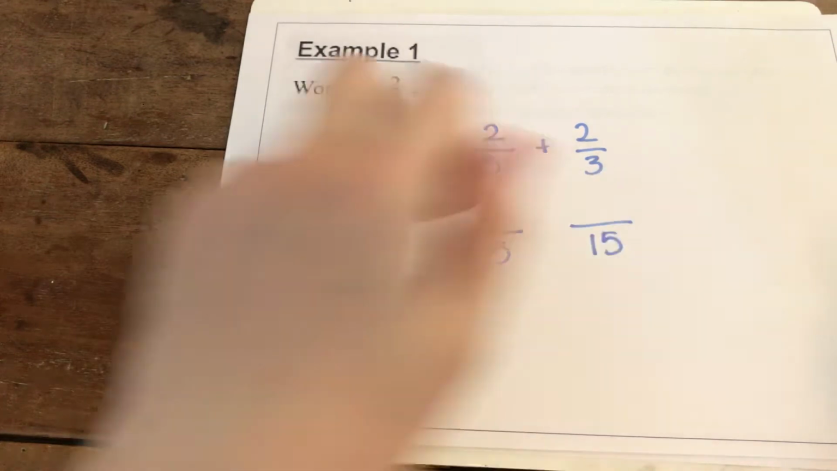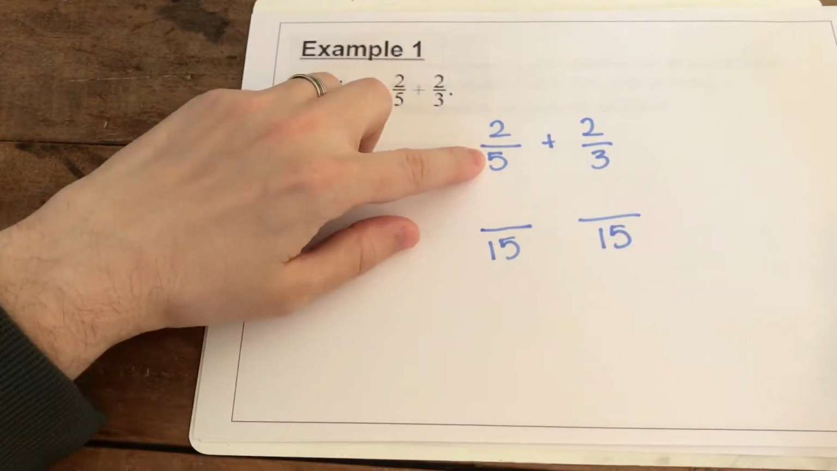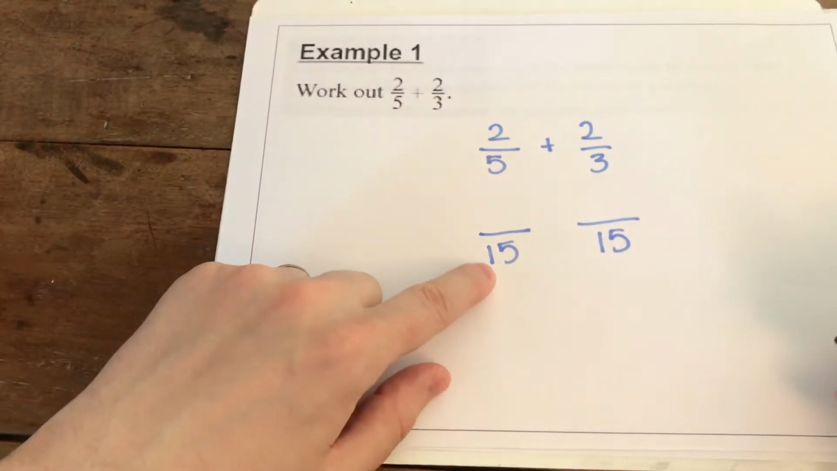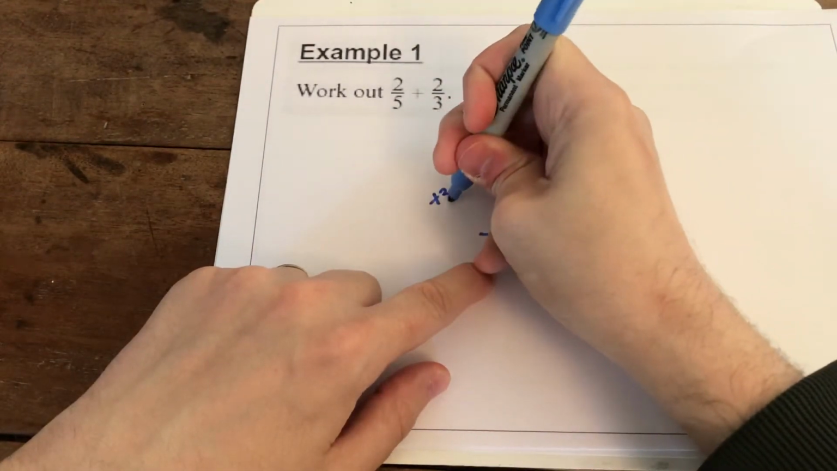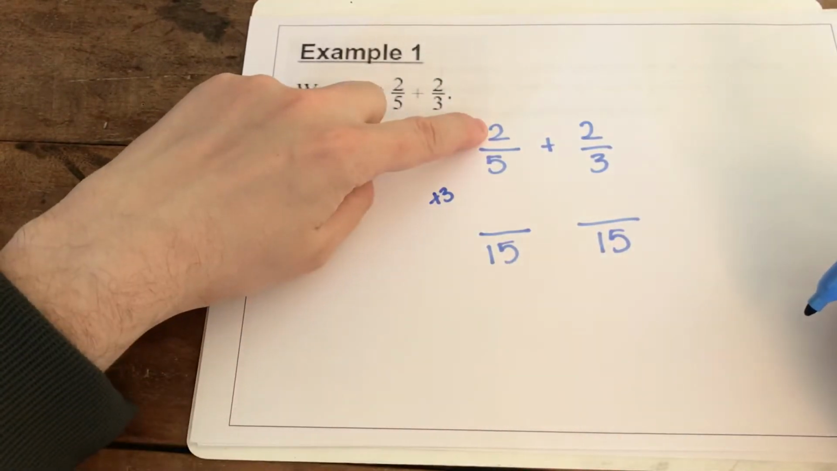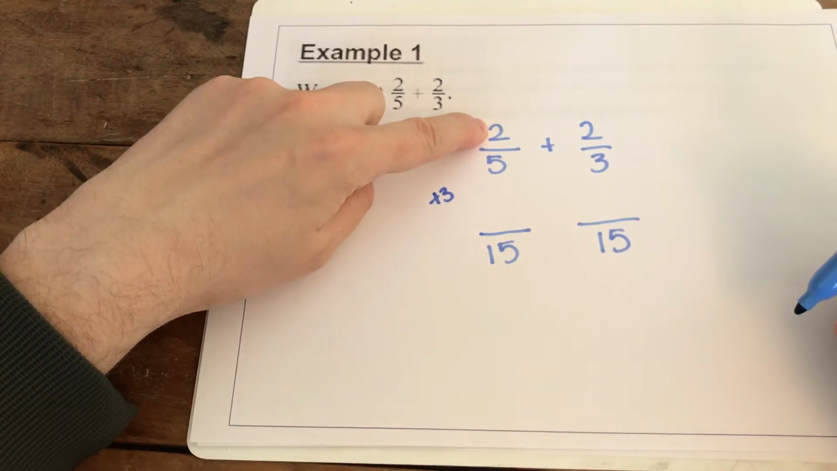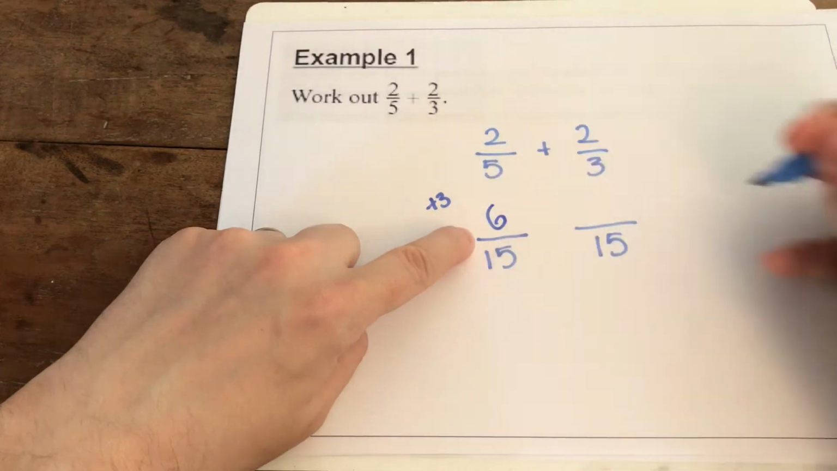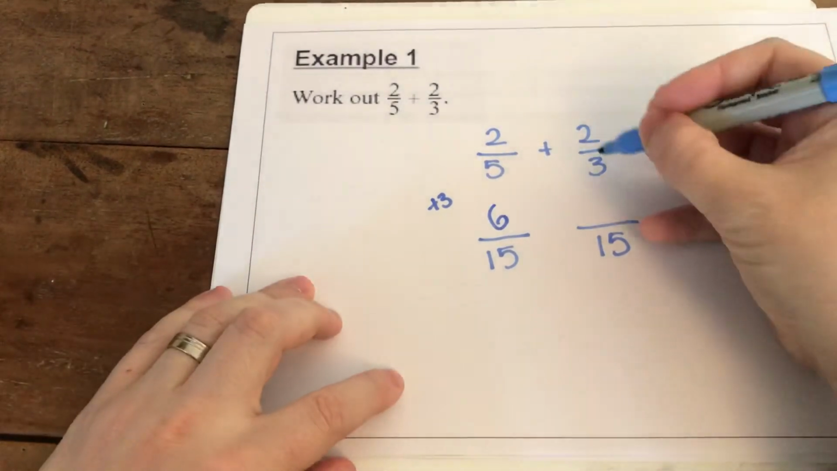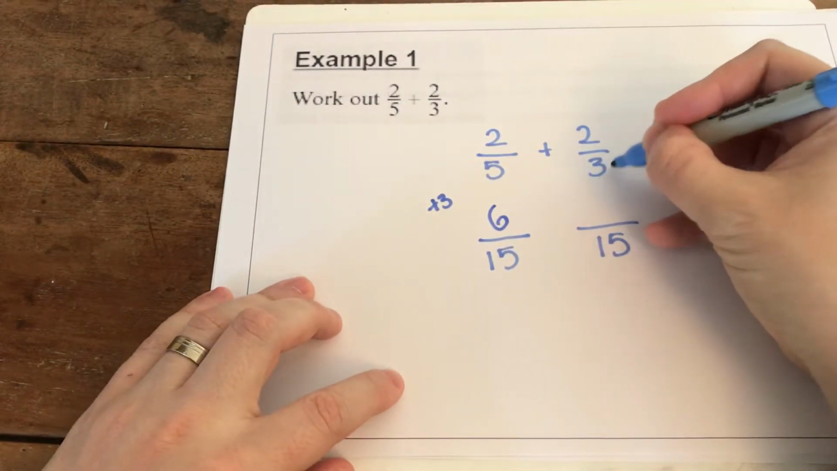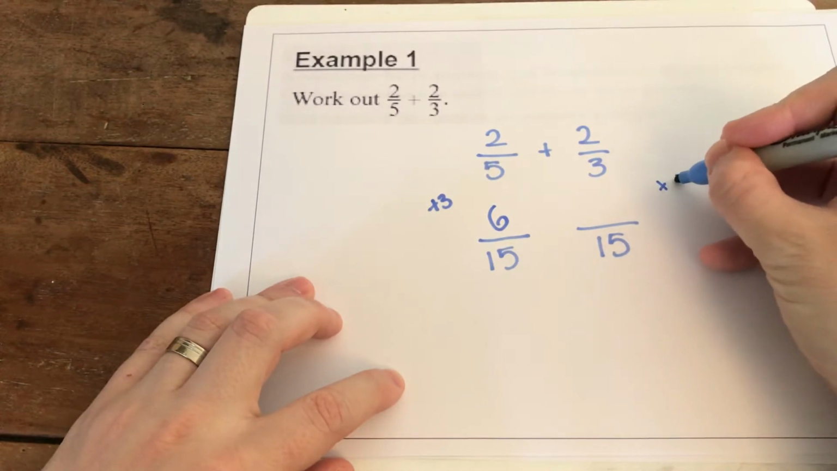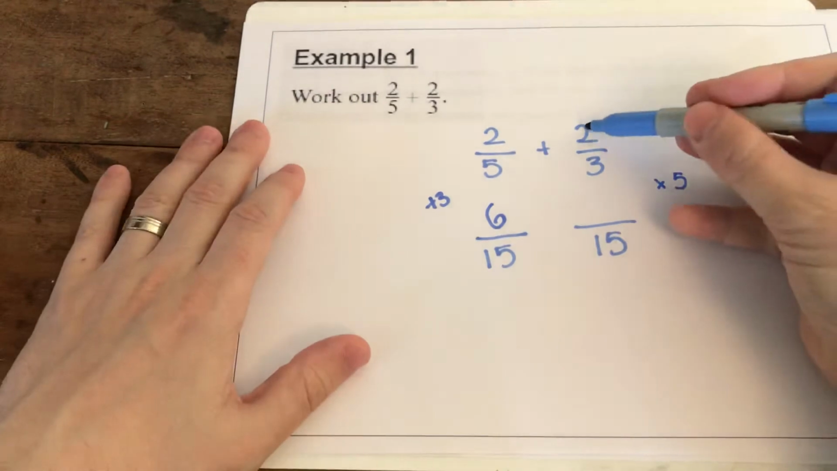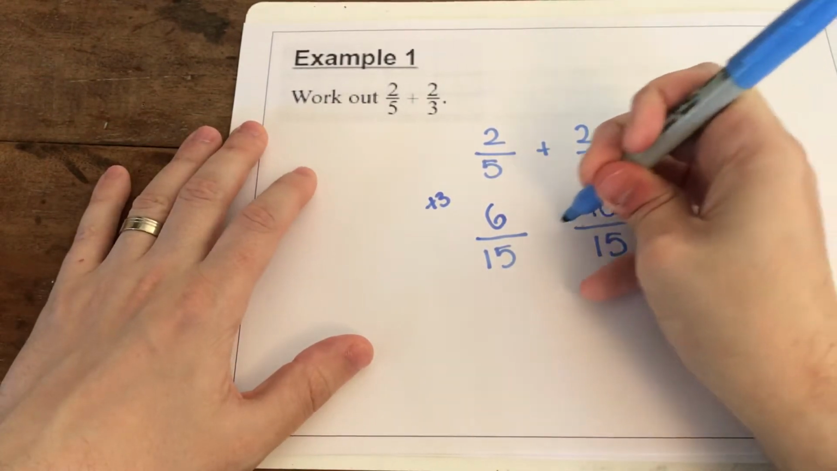We now need to find our numerators. We say what has 5 been multiplied by to get to 15. It's been times by 3. So we times our numerator, our 2, by 3, and that gives us 6. We then say what has our 3 been multiplied by to get to 15, and it's been multiplied by 5. So we do 2 times 5 and that gives us 10.